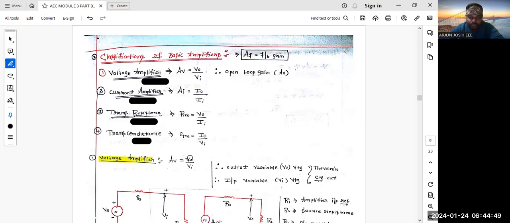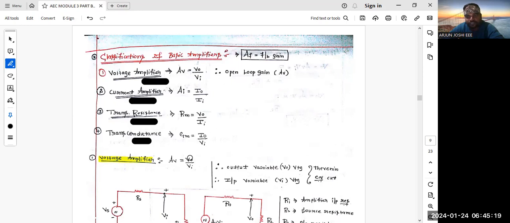It is Ohm's law, so we need to apply Ohm's law here: output divided by input, the output voltage over the input current. That is what we need to note down. Transconductance is the vice versa, or analogy, of transresistance. So Gm is equal to output current divided by input voltage, the reverse order compared to transresistance. I hope all of you understand this classification. Now let's go to the derivation part.